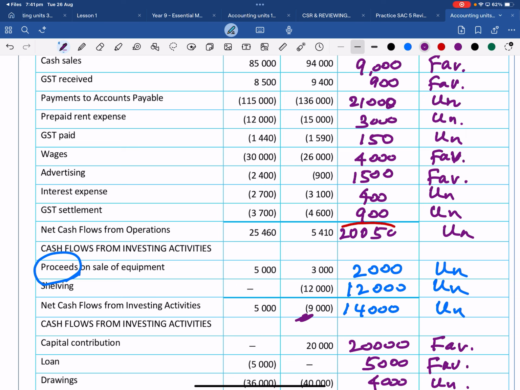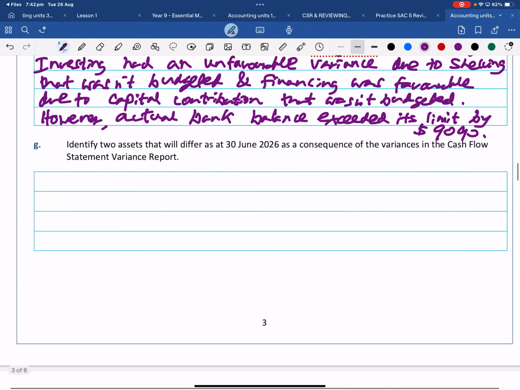Imagine the cost of the office equipment was 10,000. That will be gone anyway at the end of the actual period. But the outcome, the net impact, will be on the cash. Make sense? So it's what changes from the variance. Basically, it will affect the bank balance. Okay, all right, guys. This one is easy.